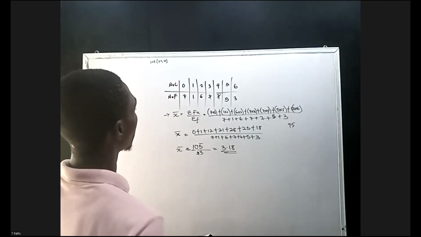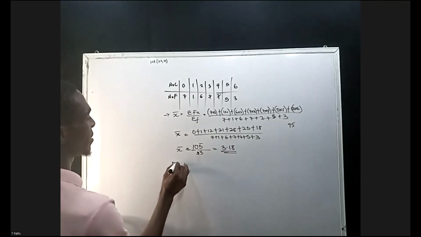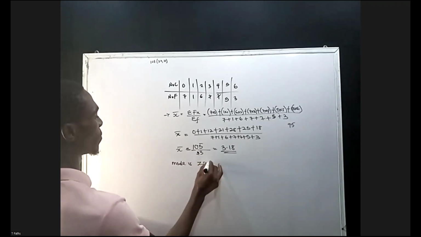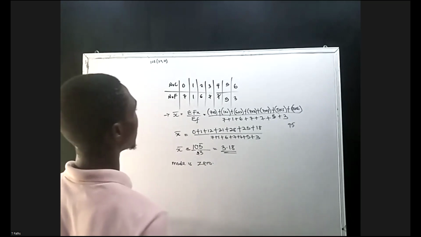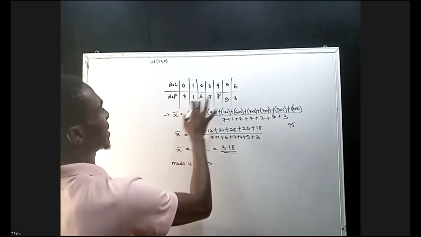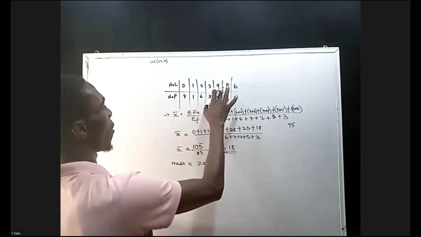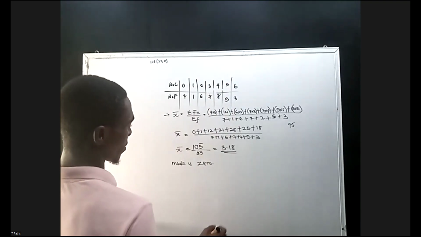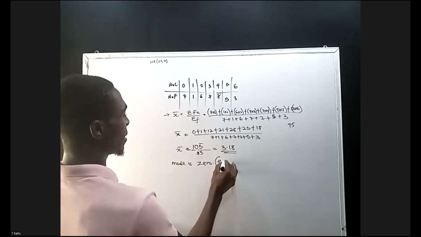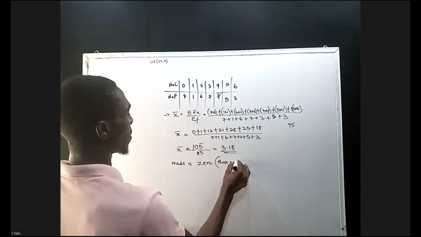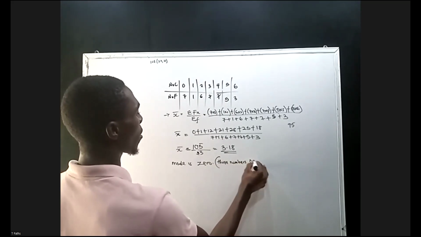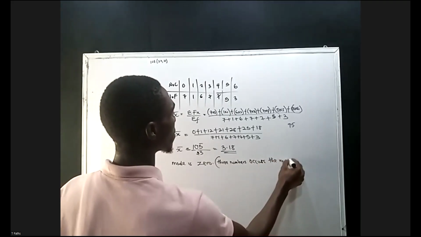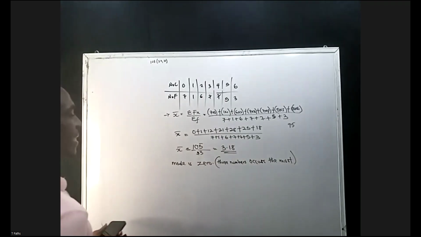Now, for this question, the mode is 0, because we have 0, 3, and 4 as the numbers occurring the most. So the mode is 0.